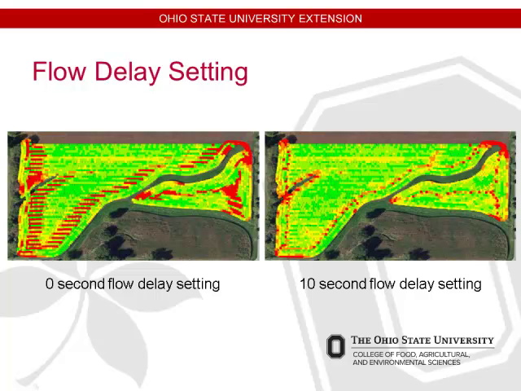This is what your yield map would look like if your flow delay setting was 0. And you'd be scratching your head thinking, well, I am pretty darn sure that I planted corn at the end of that field. So in this next map, it's a 10-second flow delay, which is, with the yield monitors that I've worked with, the default setting. So it automatically puts it back to 10 for you. And this map looks a little bit better.